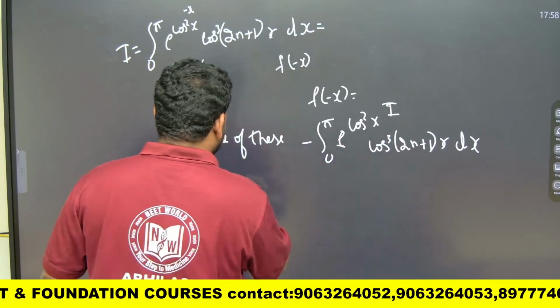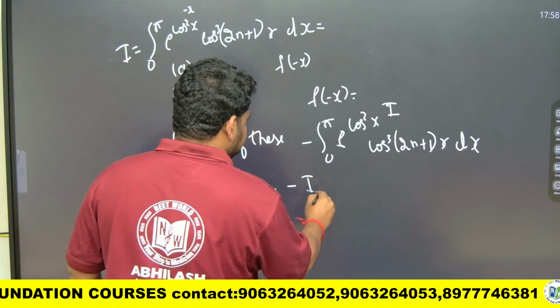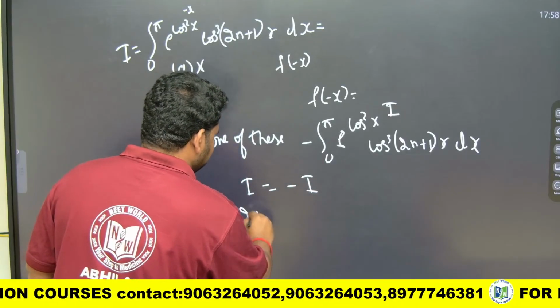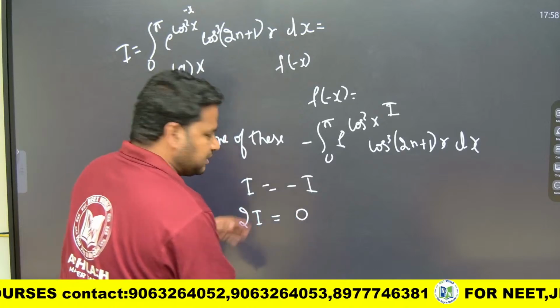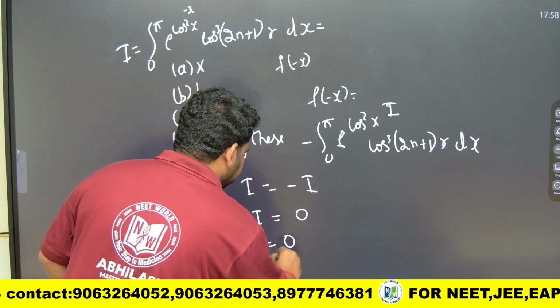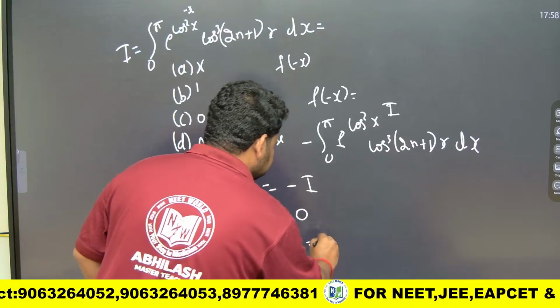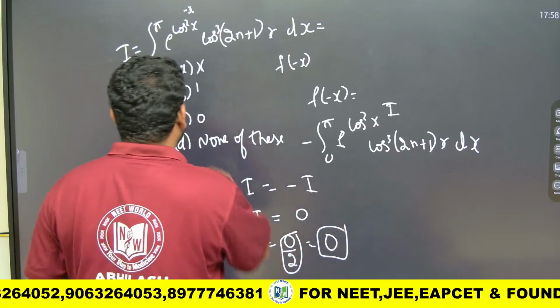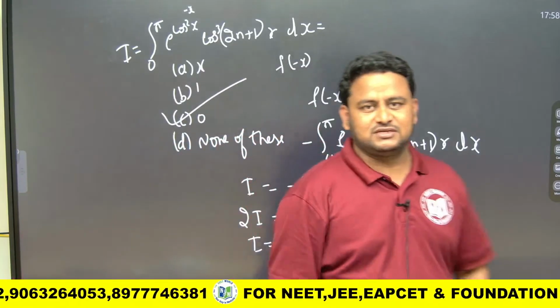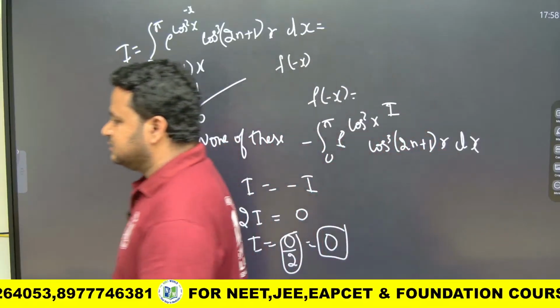So I will be equal to minus I. If I bring it this side, 2I will be equal to 0. So I will be equal to 0 by 2, that is nothing but equal to 0. So the answer to this question is option C. Very simple question. Got it, friends?